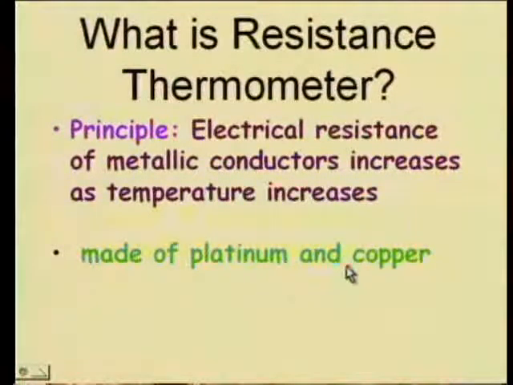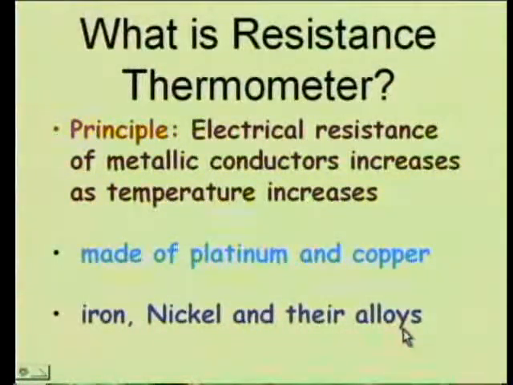It is made of platinum and copper. So what are these conductors? Conductors are made of platinum and copper, iron, nickel and their alloys. At some temperatures we go for platinum, at other temperatures we go for copper, and at some other temperatures iron, nickel and their alloys. So based on the temperature requirements, we go for different types of metal. Right. Now we have been given certain materials for resistance thermometers.